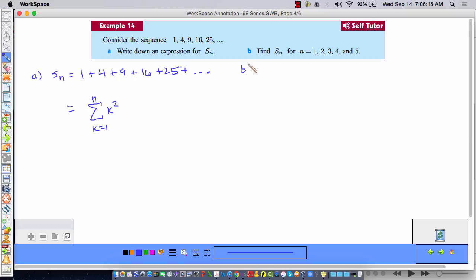So here it says find S sub n for n equals 1, 2, 3, 4, and 5. Well, let's see, S sub 5 would simply equal the sum of all those, which would be 1 plus 4 plus 9 plus 16 plus 25, which turns out to be 55. So S sub 5, since there are 5 terms, means the sum of the first 5 terms in this particular sequence.